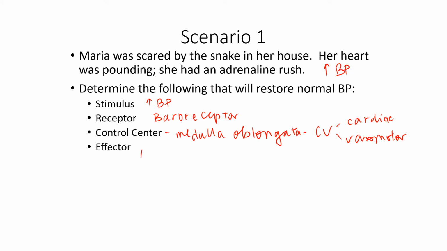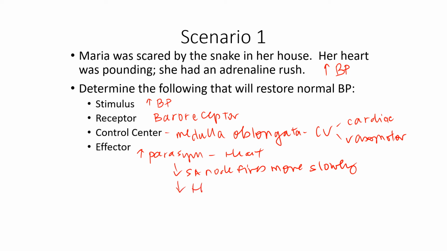So, the medulla is going to send increased parasympathetic stimulation, and that's going to go to the heart, and that happens to travel along the vagus nerve. So, what happens to the firing rate for the SA node? SA node rate slows down, and so in turn, what happens to heart rate? Heart rate will slow down.